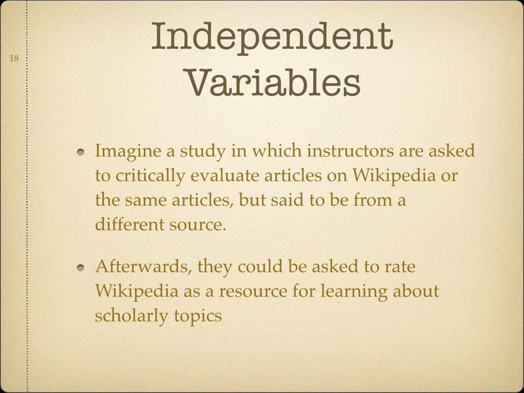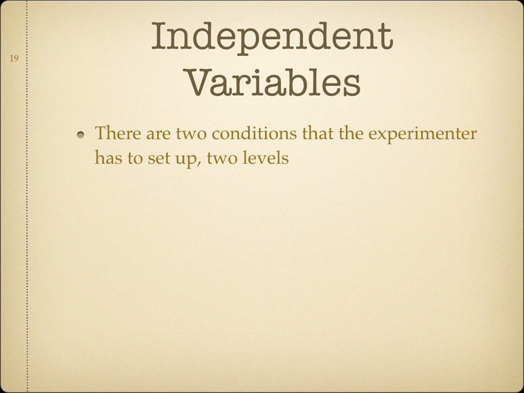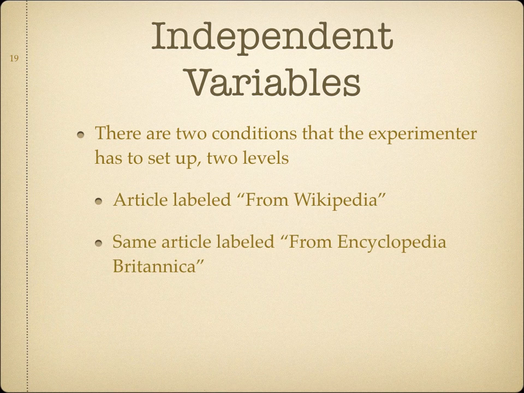Now, I'm not that way. I personally think Wikipedia is pretty good. It has to be used with caution. That's kind of true of every resource out there. A little bit of wisdom in looking at it is always valuable. There are two conditions in the study that the experimenter has to set up, two levels. We have articles labeled from Wikipedia and the same article labeled from Encyclopedia Britannica.